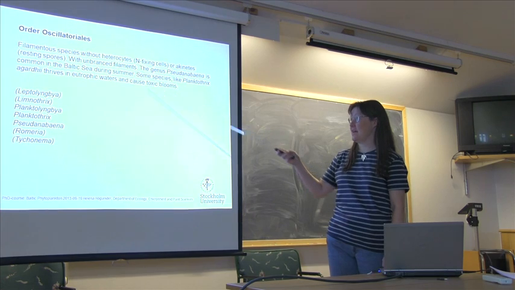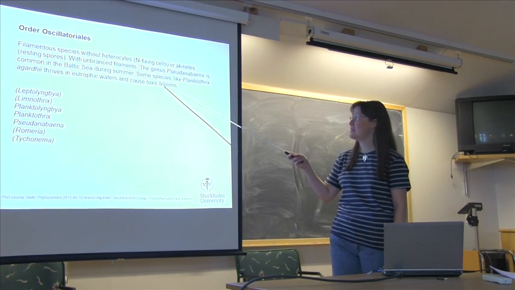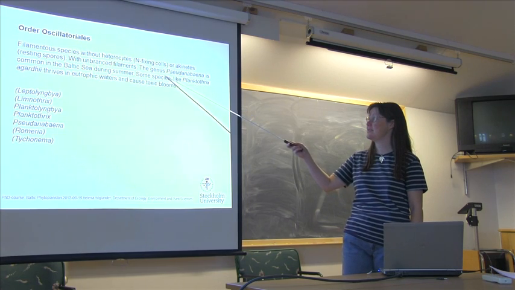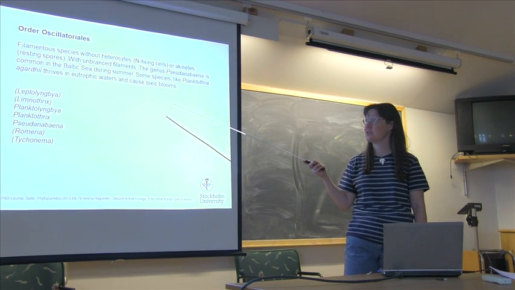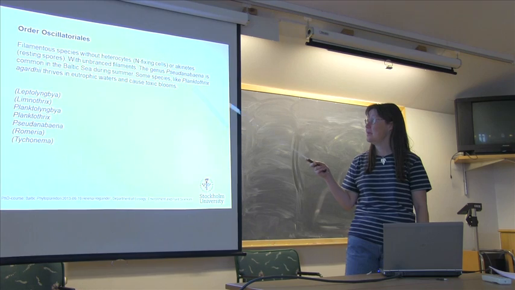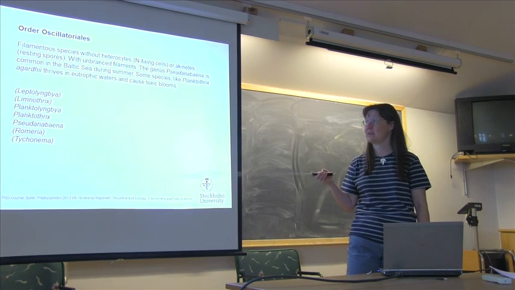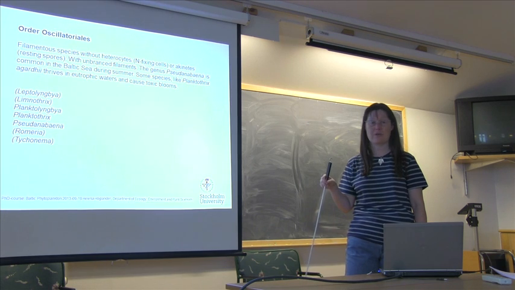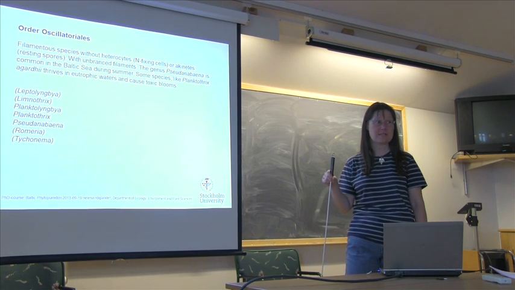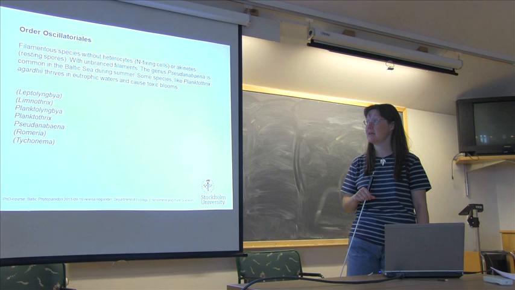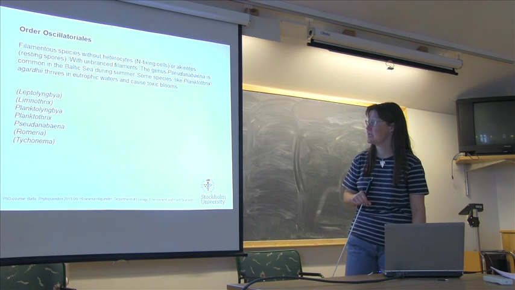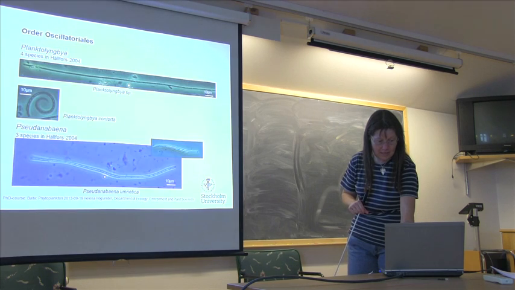And they are always unbranched filaments, and this genus Pseudanabaena is very common in the Baltic, and it occurs during summertime. And this Planktothrix is one that can also occur in lakes, but also in coastal areas, and it can also be very toxic, and it can color the water red if it's in large quantities.